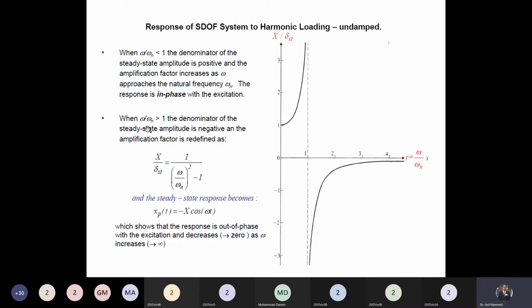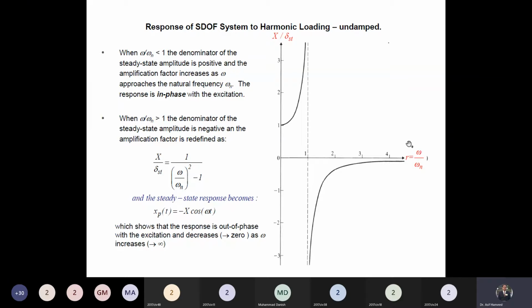When omega over omega n is greater than 1, this value is greater than 1. In that case, with the increase in the omega value, the amplification factor will approach 0.